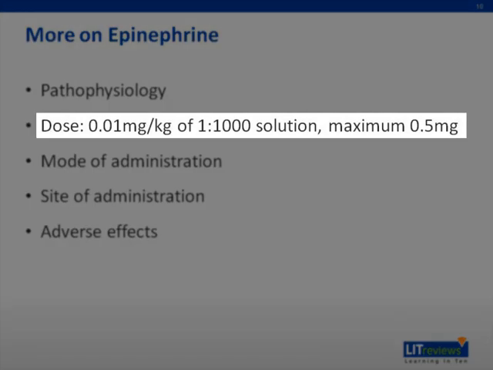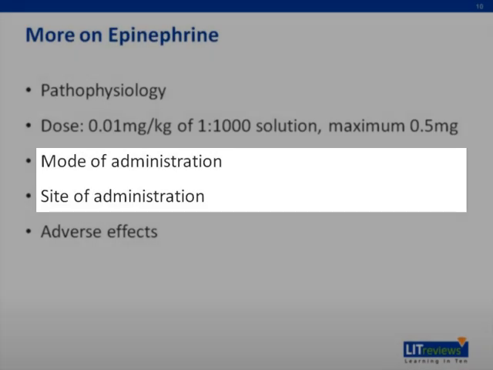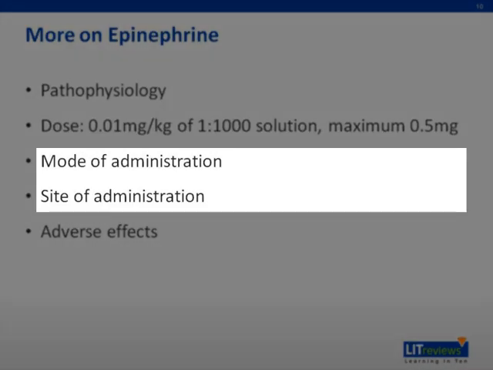Epinephrine is dosed at 0.01 mg per kilo of 1:10,000 solution, with maximum of 0.5 mg per dose in adults. Doses may be repeated up to every 5 minutes as indicated. It is given intramuscularly to the mid-anterolateral thigh to provide rapid absorption into central circulation. Slow intravenous epinephrine infusions may be given if the patient is in shock. Intravenous bolus epinephrine may be given in the event of cardiac arrest.